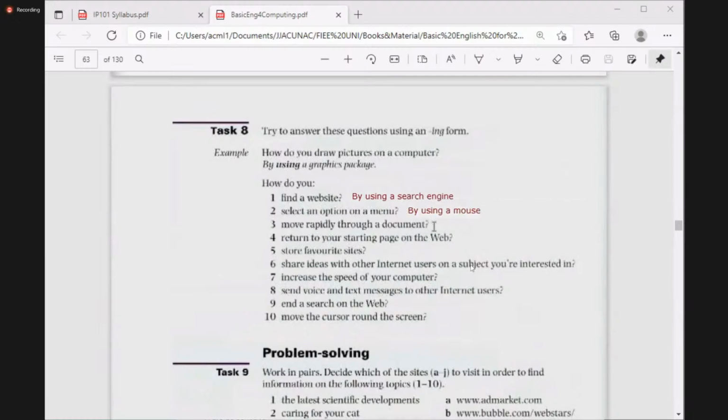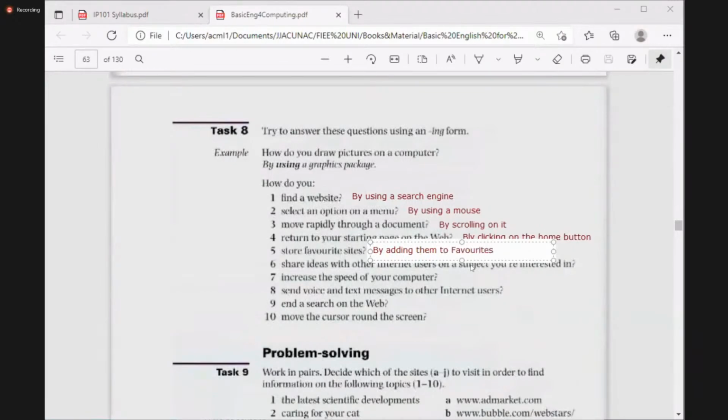How do you move rapidly through a document? By scrolling on it, or by using the scroll tab. No, by using. Okay, could be. How do you return to your starting page of the web? By clicking on the home icon or the home button. Next, how do you store your favorite sites? By adding them to favorites.